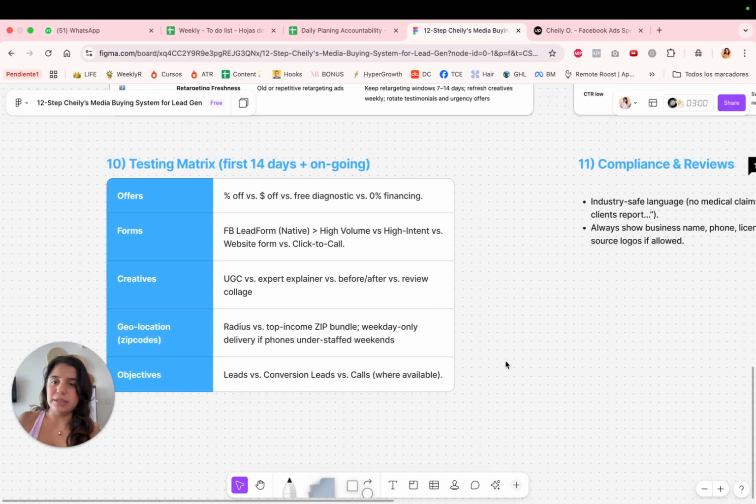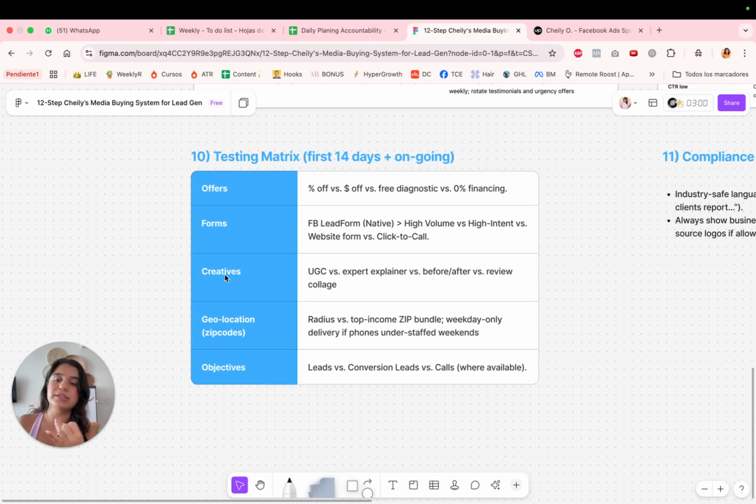Then we have a testing matrix. We want to test the offers, the forms, the creative, the locations, and the objective. This is going to be very important in the first 14 days, but it's going to be an ongoing process anyway. Because when we start the campaign, you usually don't have any previous data. If you have, great. But when we're creating campaigns from scratch, we have so many things to test. And only when we launch it are we going to find out, okay, this is working, this is not working, and this is what we do, right? We have different tests, different hypotheses, and we need to put them to the test to actually get results and then make decisions based on data.